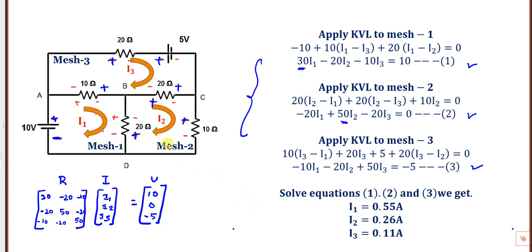Remember, this is applicable only if it is independent voltage source and resistance only. If there is a dependent source, don't follow this. If there is an AC source also, don't follow this. Only if they ask this independent voltage source and resistance, you can follow this method.